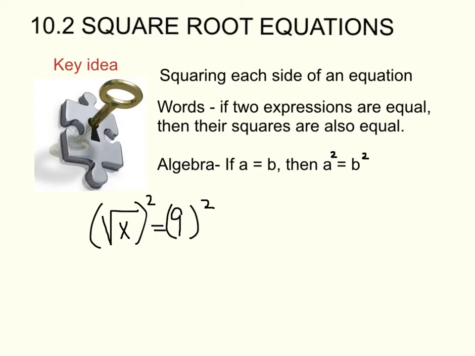Now, the square root of x times the square root of x is the square root of x squared, which is just x. If you square something, it is the opposite of the square root, so they cancel. So this answer would be x equals 81. So let's start an example.